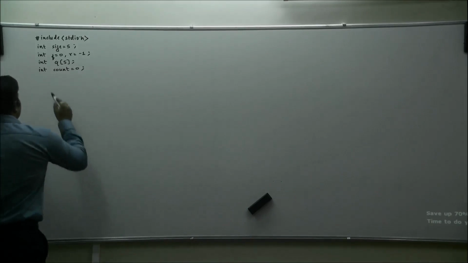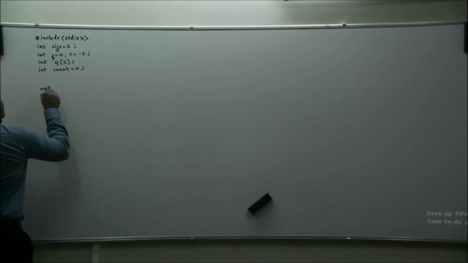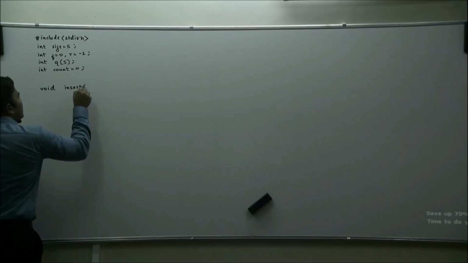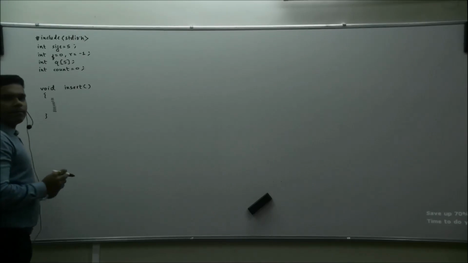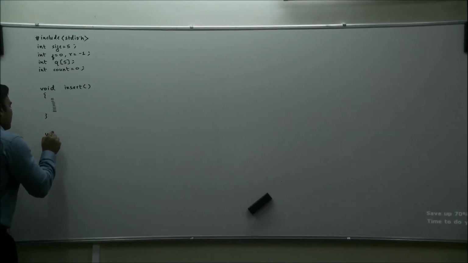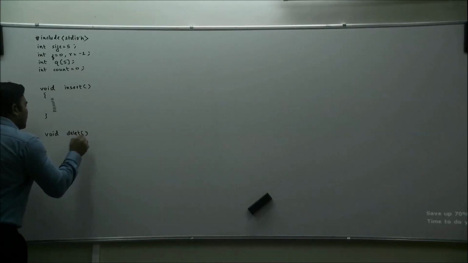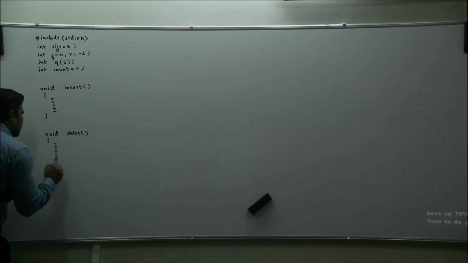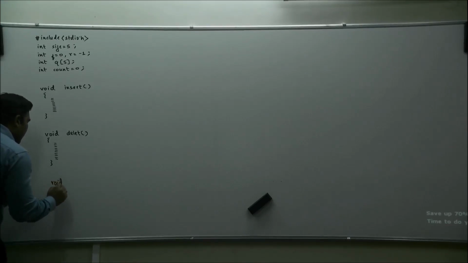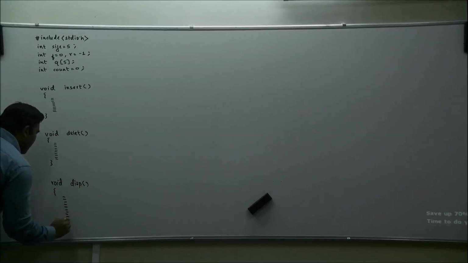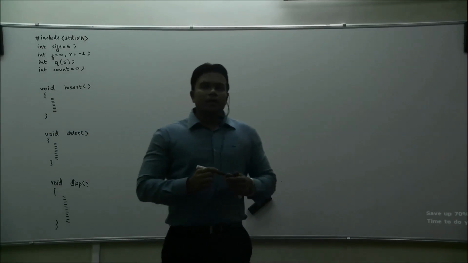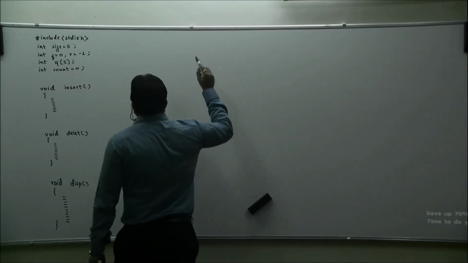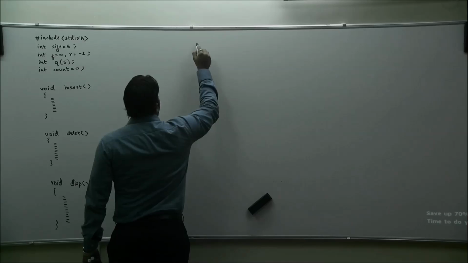After that, this is our void insert function. In the insert function, I am not going to write anything because I have already explained it. This is our void delete function. Delete function also I have already explained. This is our void display function. Even the display function, nothing to worry, everything I have already explained. Now it is my duty to write the main function. This is our void main function.